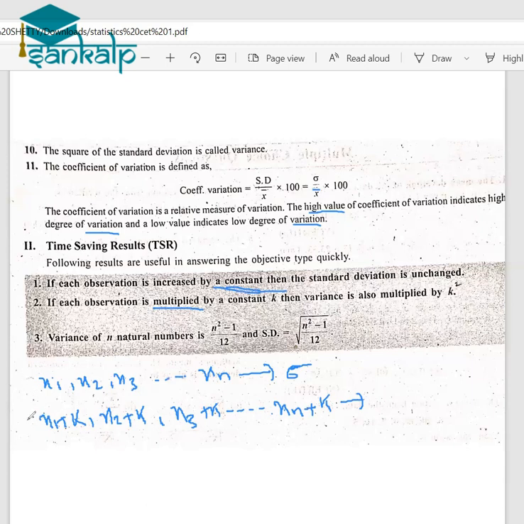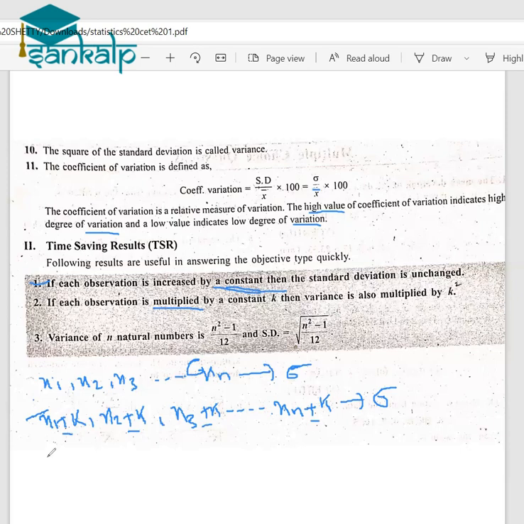Okay, so for this new set of observations, the standard deviation will again be equal to sigma. This is the first point. So when we are adding or subtracting a constant, that is when we are increasing or decreasing the scores by a constant, there is no change in the value of standard deviation.